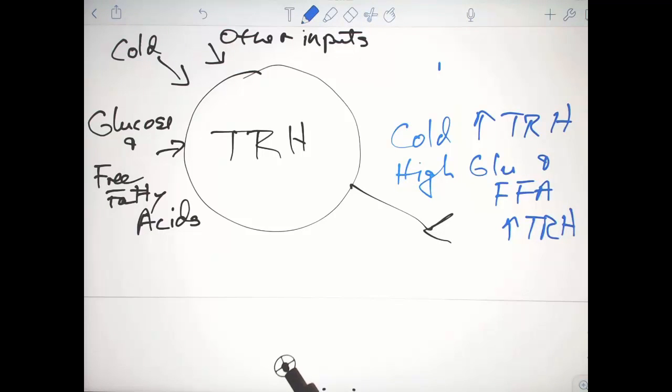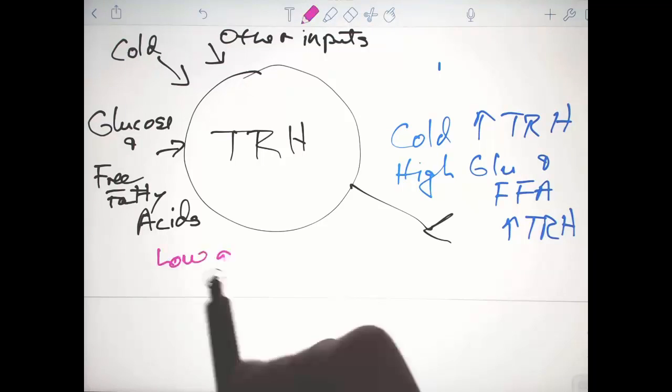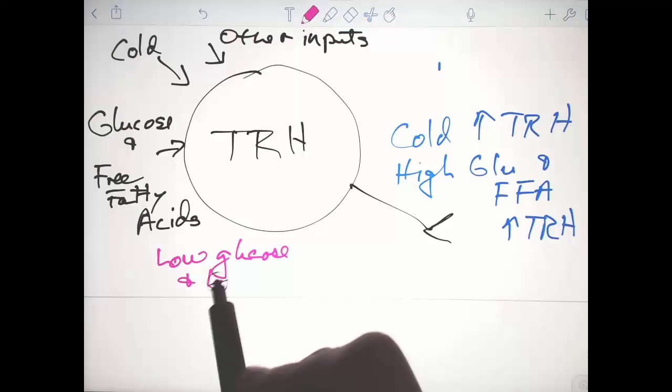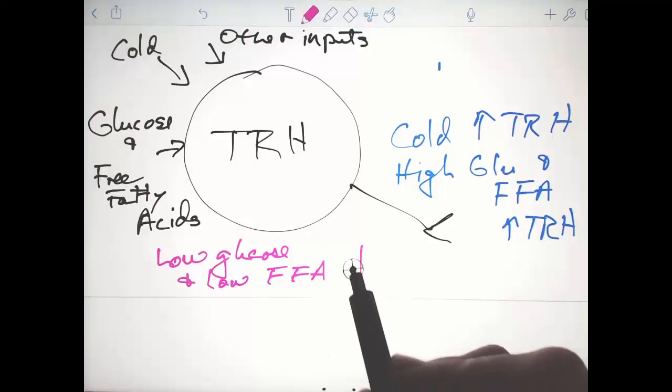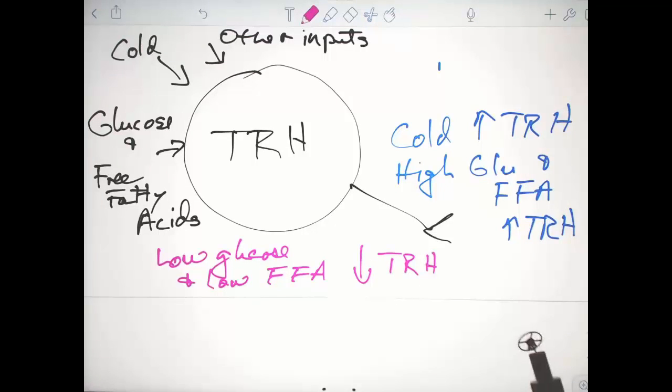When individuals are lower on food, either because there's insufficient food or perhaps they're dieting, the low glucose and low free fatty acids decrease TRH secretion. And so unfortunately, a response to dieting is simply to reduce metabolic rate to compensate.